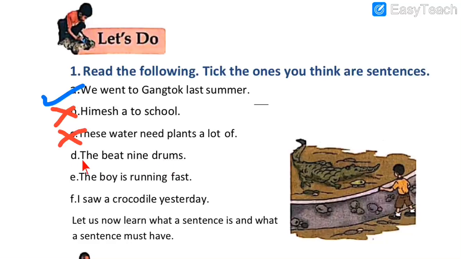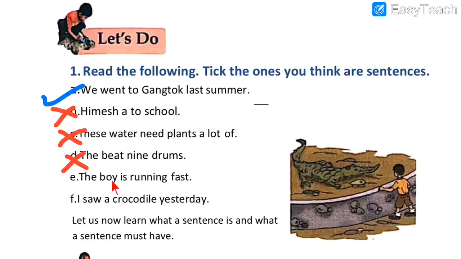Next, the beat 9 drums. Is it correct? The beat 9 drums? No, it should be they beat 9 drums. Here the article "the" should not come. Here there should be a pronoun like they. They beat 9 drums. So again, this one is not a sentence. It does not make complete sense. So I have put a cross mark.